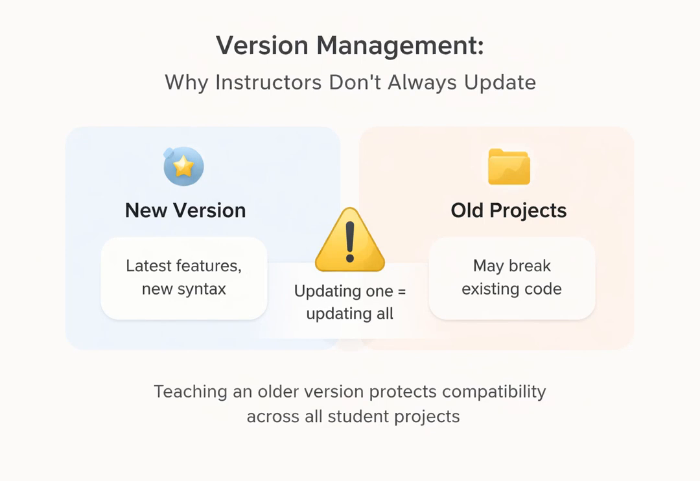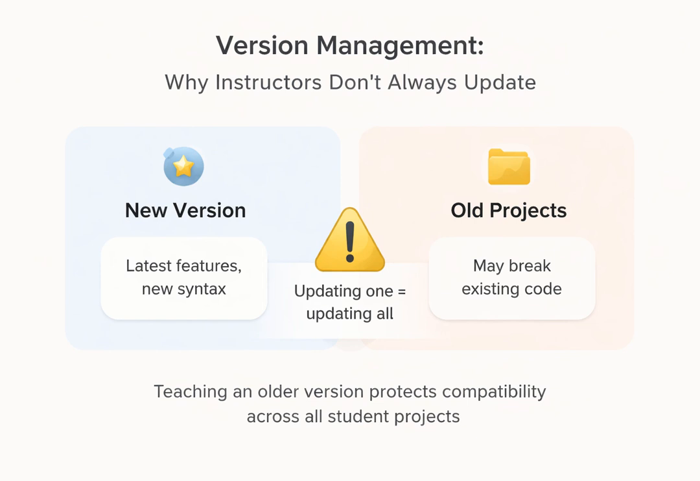The instructor also touches on something very practical, why they haven't updated to the latest PHP version for the course. And the reason is straightforward. When you update one thing, like a framework or a language version, it can break your older projects. If you update CodeIgniter's version, for example, you'd need to go back and update everything that depends on it.